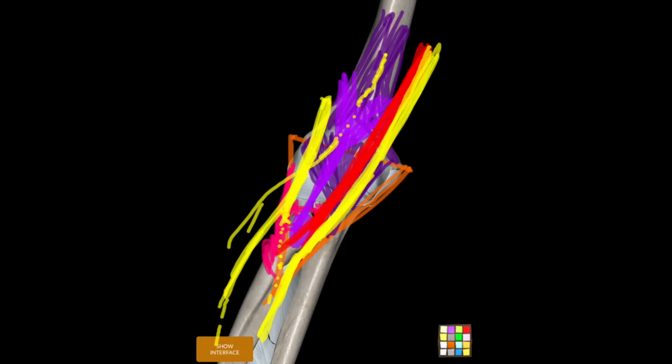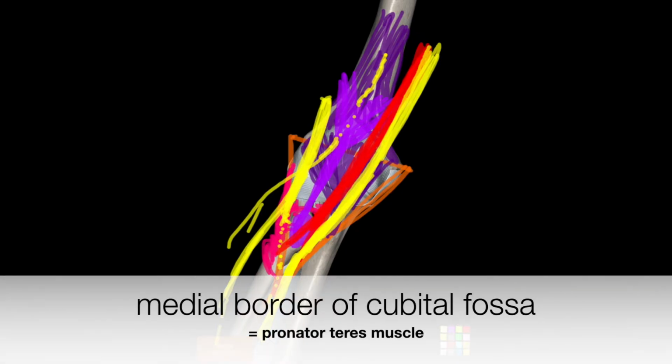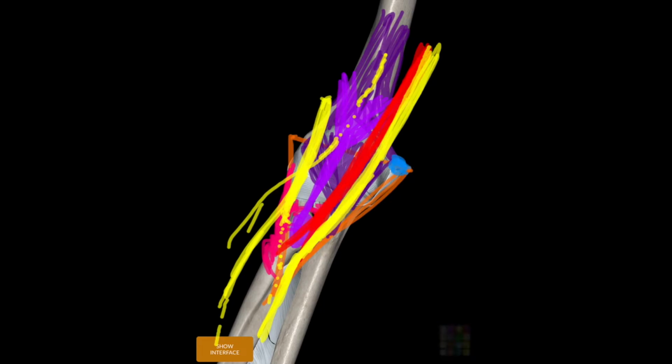The muscular borders now are the pronator teres muscle medially, so from the common flexor origin, the medial epicondyle of the humerus, it stretches across to the lateral part of the proximal shaft of the radius. It's an elongated or fusiform muscle, so that's what teres means, elongated. There's a pronator quadratus elsewhere in the forearm, in case you're wondering about the name.